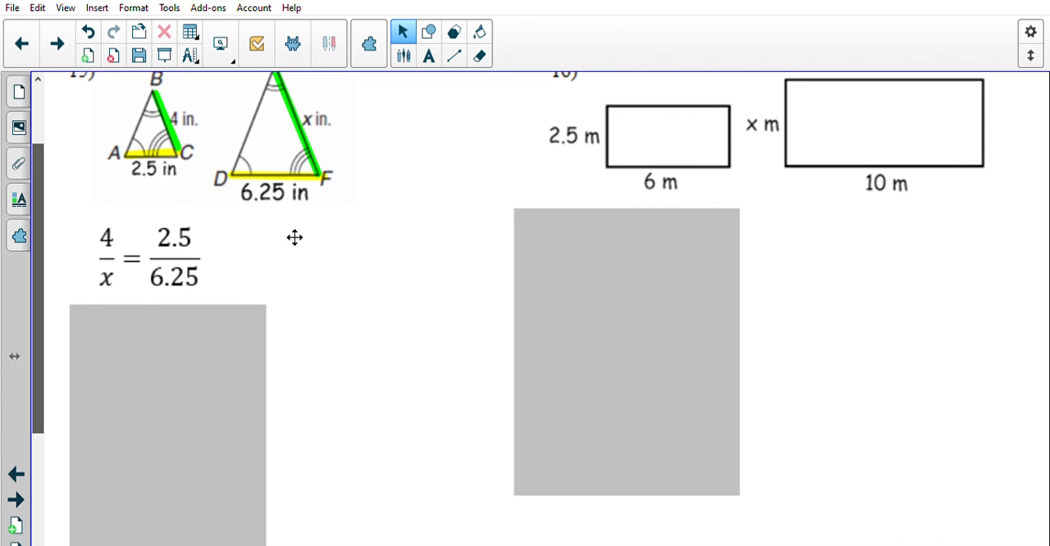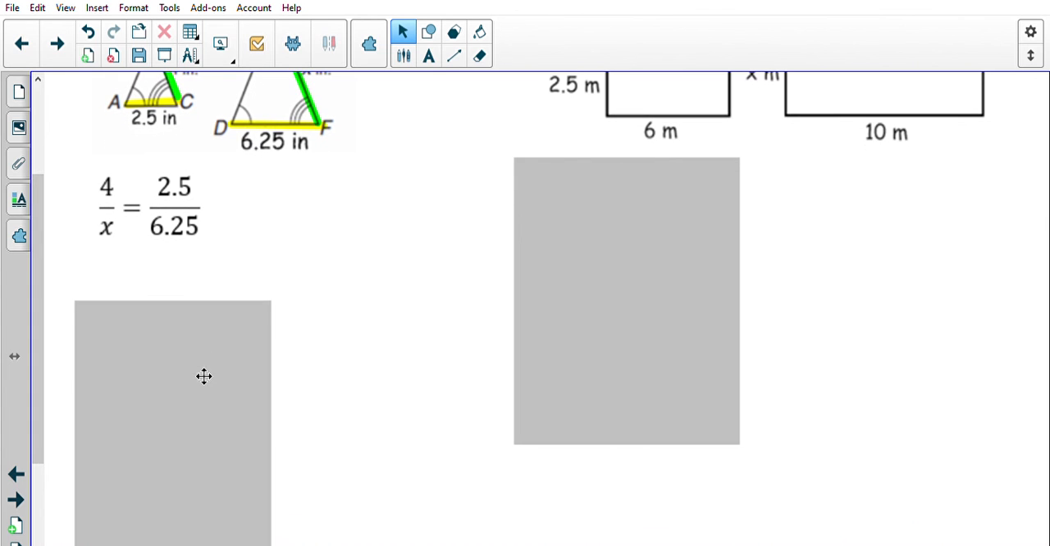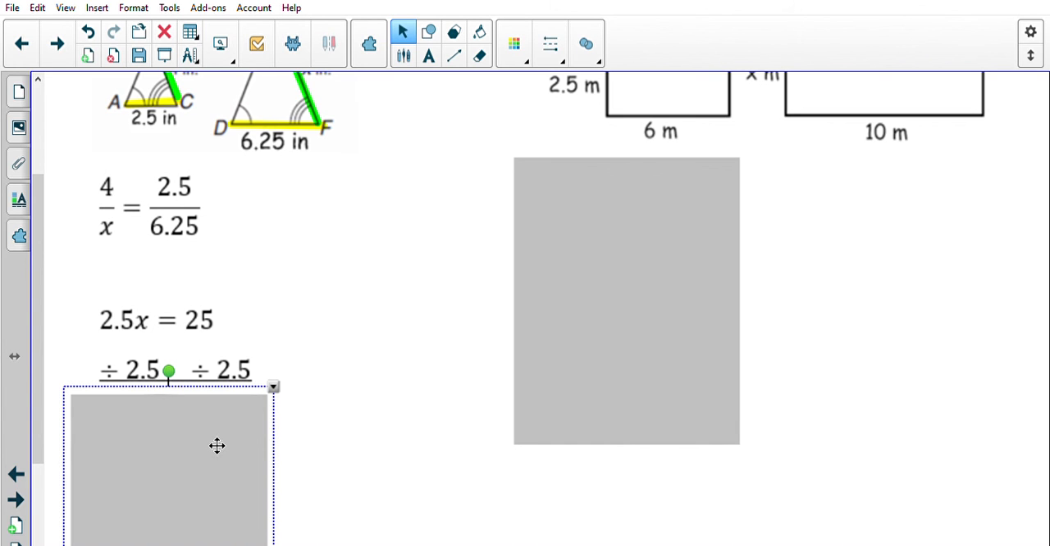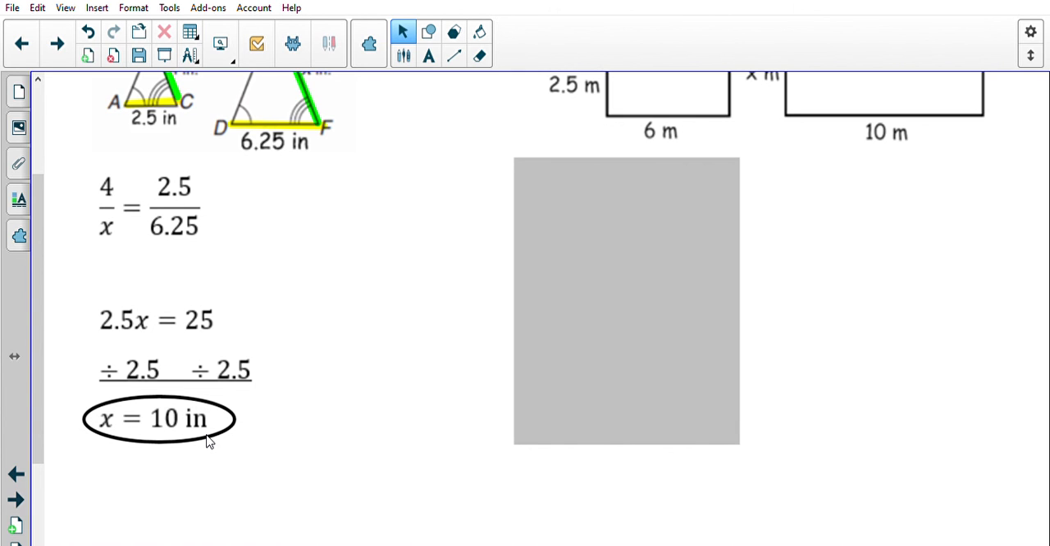I know we talked about that when we did proportions, I think in our last unit. So there are other ways to set this up. This is just the most simplified way, is match up these corresponding sides and then set up your ratios accordingly. Let's go ahead and cross multiply. So we're going to do 2.5 times x, which is 2.5x. 4 times 6.25 is 25. Divide both sides by 2.5, and we get that x is 10 inches.